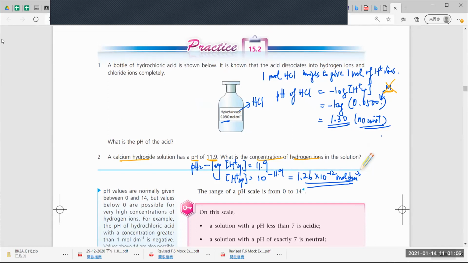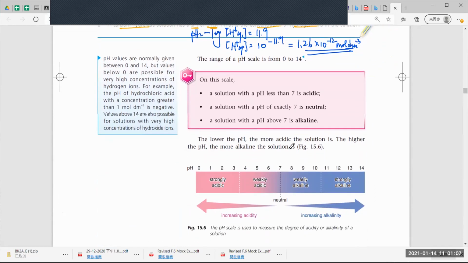So go back to the same question. Now, if you study the pH, we usually use this to tell the range of the pH scale is from 0 to 14, okay? But you may have the value below 0, or even larger than 14. So remember, that already represents a highly acidic or highly alkaline medium respectively.